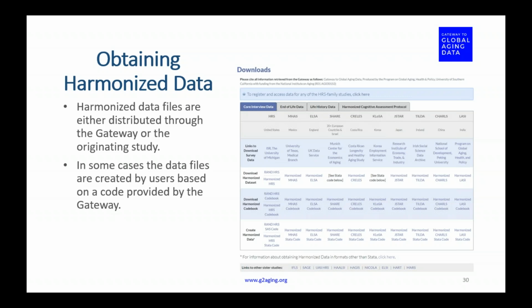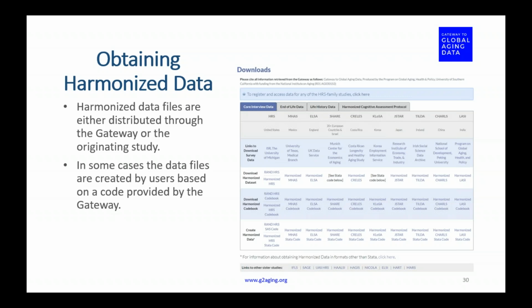Also at the top of this page, you can see a note about registering for access to any of the HRS family studies. A lot of the study registration is exactly the same by study, so we've built a universal study agreement page that you can fill out and get registered for a lot of the studies at one time. And then below that first row, we have links to download the harmonized data sets, download the harmonized codebooks, or create the harmonized data. Create the harmonized data gives you that Stata code that we used.